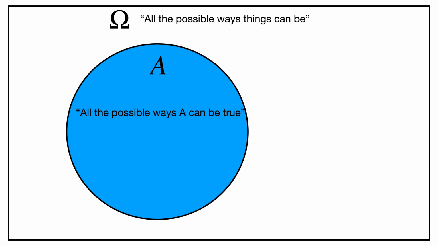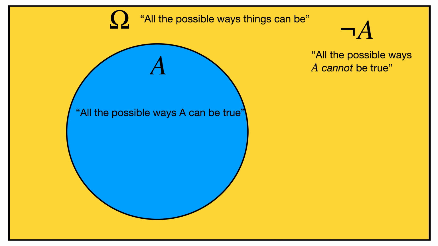For instance, maybe I'm renting a car in which I can drive that car. Perhaps I bought a different car than the one I own. These are all other possible ways that I can drive my car. And not A is the area outside of this. This is all the possible ways A cannot be true. So maybe I can't drive my car because the tires are missing or because the engine isn't working properly. There are a lot of possible ways.